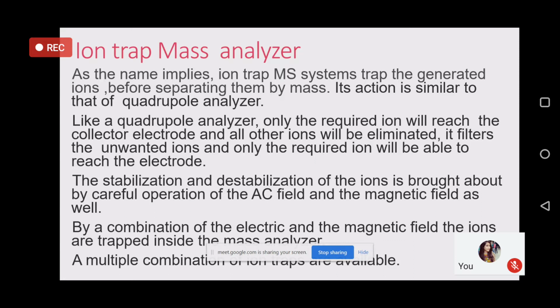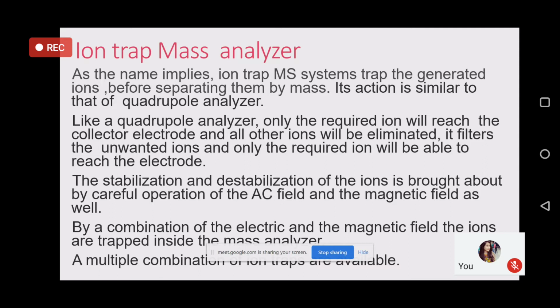So the only thing that you can change is either the direct electric field or the alternating electric field, because there's nothing else to change to make the ion with one particular M by Z value get destabilized, come out of that volume and reach the electrode. So like a quadrupole analyzer, only the required ion will reach the collector electrode and all other ions will be eliminated. It filters the unwanted ions and only the required ion will be able to reach the electrode. So that's why its action is exactly similar to the action of a quadrupole mass analyzer. Only the geometry, and therefore the mode of selection, is going to be different.